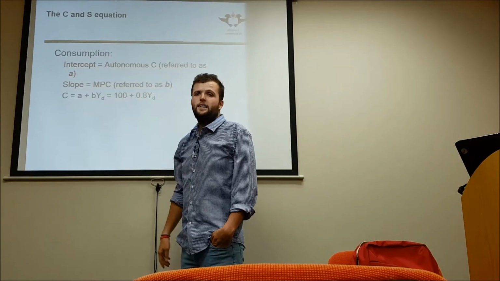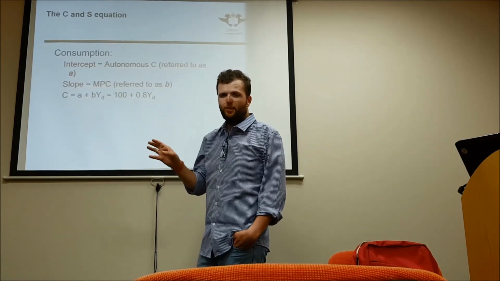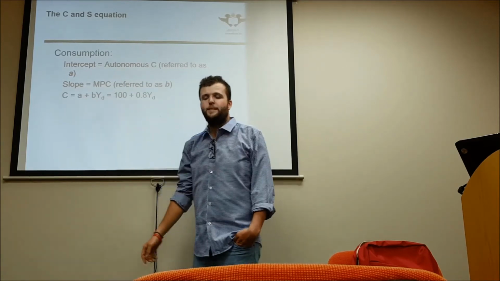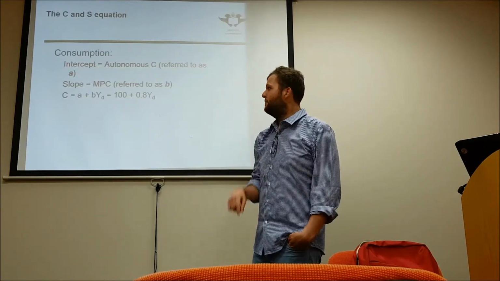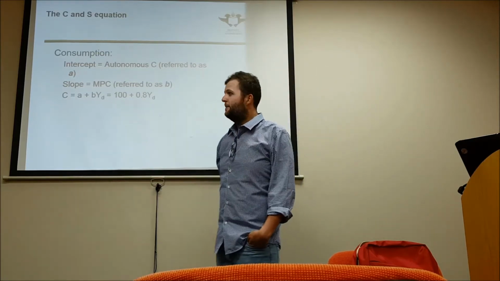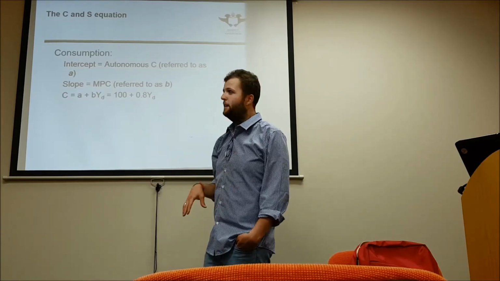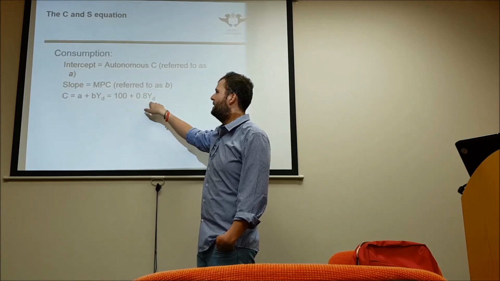What is A? A is your autonomous consumption. That's the 100 Rand that John needs to spend without any income. B, that's the MPC, which is your willingness to save. That's normally between 0 and 1, that figure. And then YD is your income. So if we take our previous example numerical values, we can put in 100 Rand plus 0.8 YD.